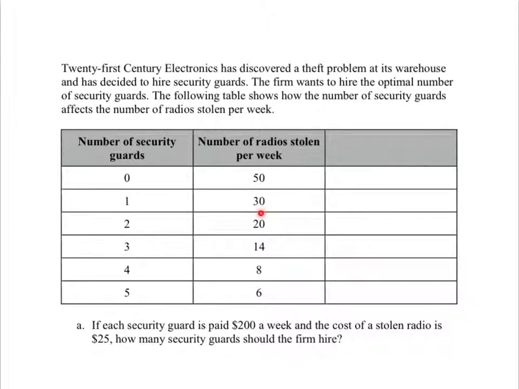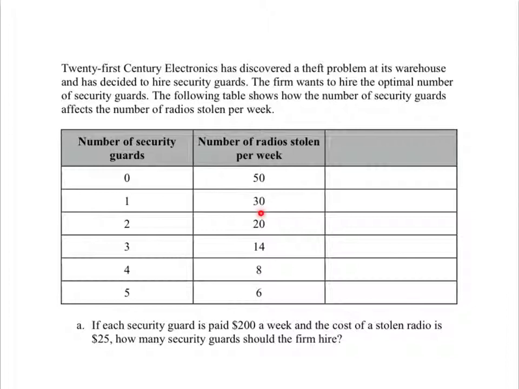So part A, there are 2 parts to this question. If each security guard is paid $200 a week and the cost of a stolen radio is $25, how many security guards should the firm hire? First we need to understand that the decision variable in this problem is the number of security guards. We're trying to determine the optimal number of security guards to hire. This is not a production decision. This is a hiring decision. So our marginal analysis needs to be in terms of security guards. So what do we do? Again, we want to set up a marginal benefit versus a marginal cost analysis.